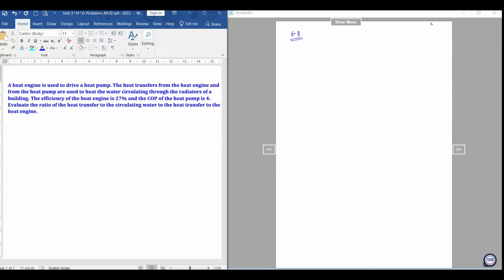So a heat engine is used to drive a heat pump. As I said yesterday, whenever you are having a pump, something should supply energy to it. So here it says a heat engine is driving a heat pump.